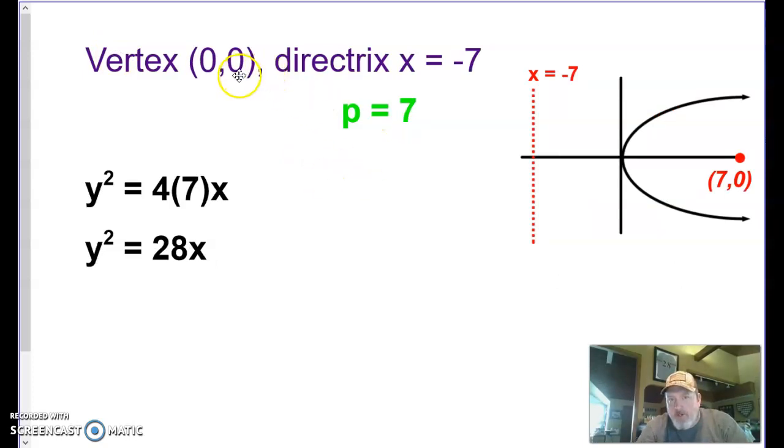Similar idea, vertex at 0, 0, directrix at x equals negative 7. So now we have y squared. Focus is going to be over here at positive 7, so opening to the right. So that's going to be a positive value, 4 times 7, 28. So y squared equals 28x. And again, you don't have to draw the picture, but I always think the visual helps, so you know you've got it opening the correct way, up or down or left or right, so you know you have y squared or x squared correctly.